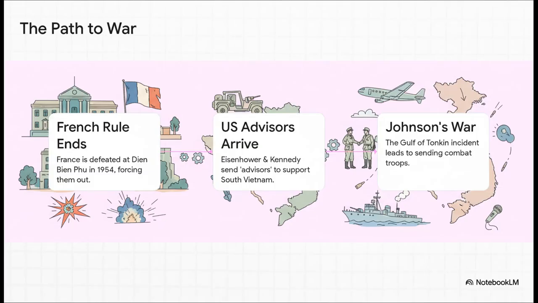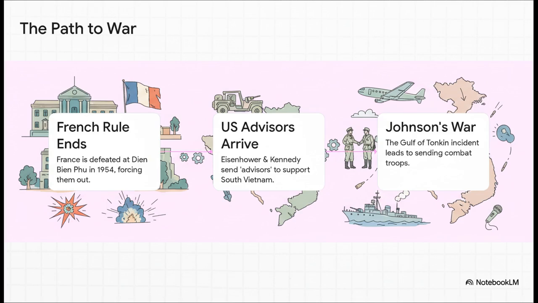And you can see this wasn't a single decision to go to war. It was a gradual slide, an escalation. First, the French colonial rulers were kicked out. The U.S. stepped in, sending so-called advisors to help the South Vietnamese. Then, a murky incident in the Gulf of Tonkin gave President Johnson the green light he needed to send in hundreds of thousands of American combat troops.